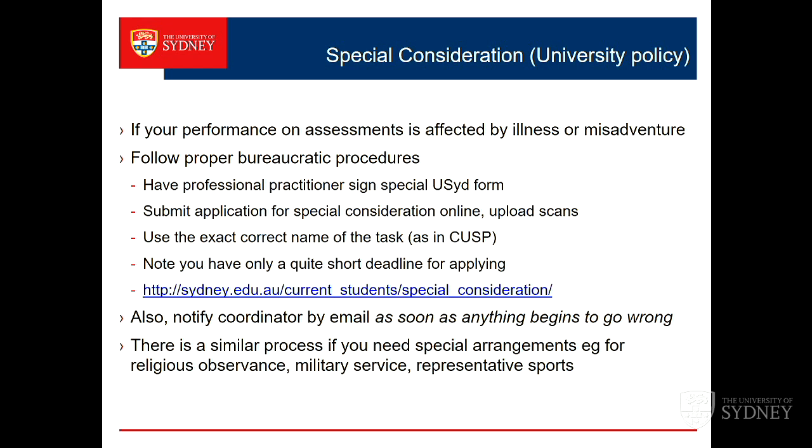If your illness or whatever prevents you getting the form in, there is then another process to apply, but you have to explain why you didn't get it in time. The other thing is when you apply for special consideration, make sure you use the correct name for the assignment as it is found in CUSP. So if the assignment is called Prac Task A, call it Prac Task A. Don't call it Assignment A, don't call it Assignment A0 the way I did. Call it exactly what it's called in CUSP.